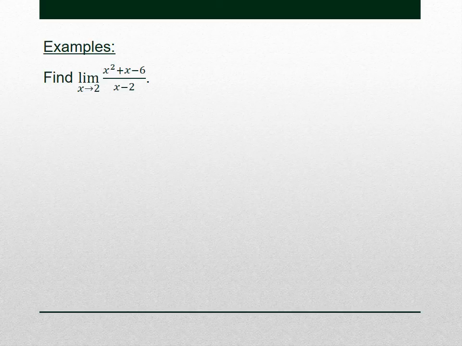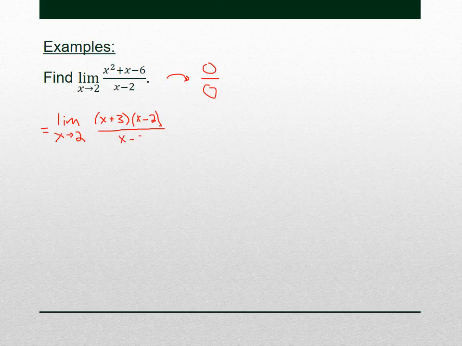So in this example, we started by trying to plug in, and we got 0 over 0. So we know that's not going to work, and we need to continue. We haven't taken the limit yet, so you have to keep writing this symbol that says the limit as x approaches 2. Now we need to factor the numerator, x squared plus x minus 6. That factors to x plus 3 times x minus 2. And then the bottom's already factored, x minus 2.